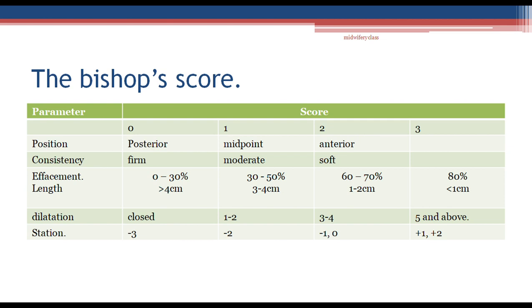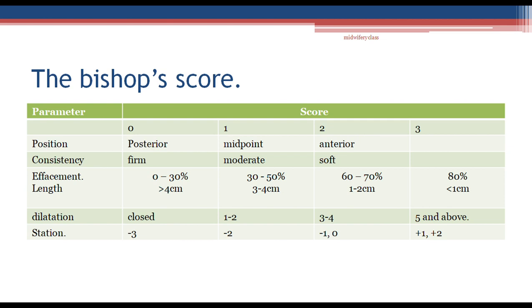Then move ahead and look at the station. If the presenting part is still very high, that is -5, -4, -3, give a score of 0. If it is at -2, give a score of 1. If the presenting part is just above the levels of the ischial spines, that is at -1, or at the levels of the ischial spines, give a score of 2. If it has descended below the levels of the ischial spines, that is +1 or +2, give a score of 3.